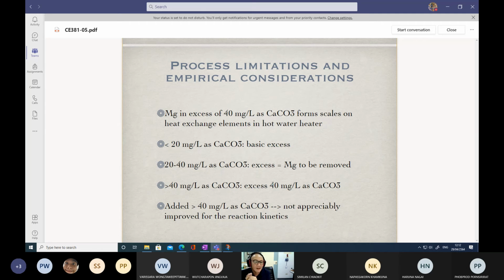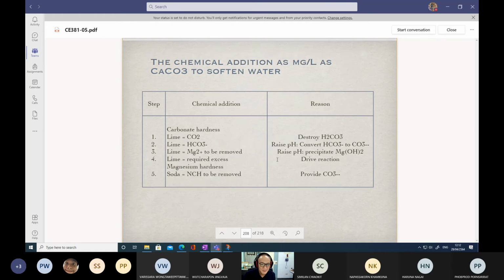But adding lime greater than 40 milligrams per liter is not very useful. It will not help to drive the reaction. It is meaningless if you add more than 40 milligrams per liter as calcium carbonate. So these are about the extra amounts of lime additions in the presence of magnesium.